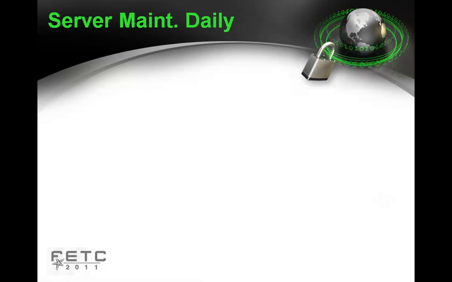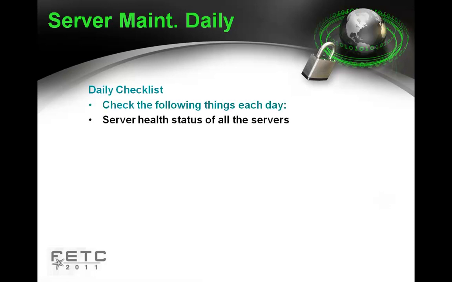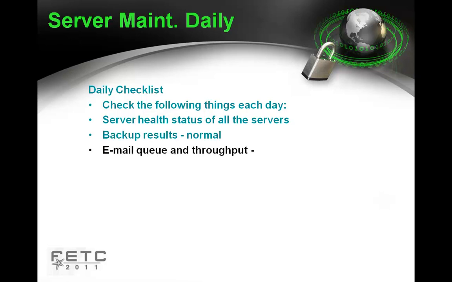Now let's look at server maintenance. What would you do on a daily basis? The daily checklist is the following things. First, we're going to look at the server health status of all the servers. Then you're going to look up the backup results. Hopefully they should be normal. And then email queue and throughput.